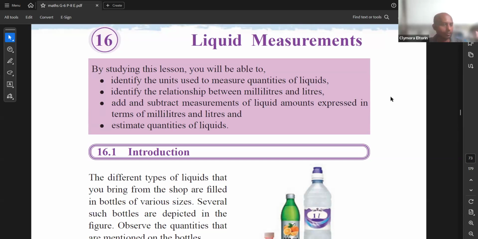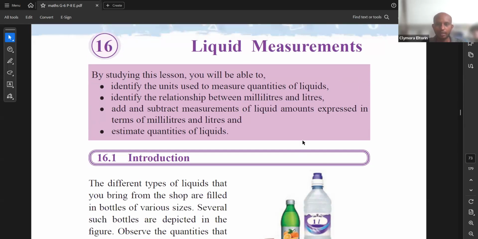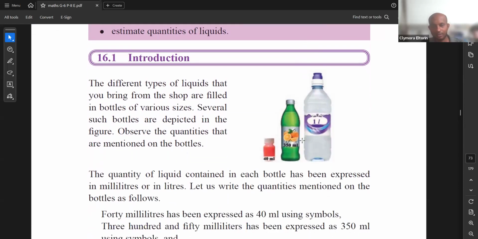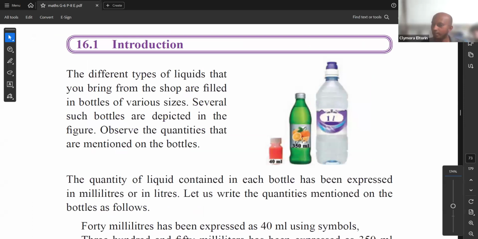First of all, take out your writing books and write the topic as liquid measurement, lesson number 16. Now I'm going to discuss this lesson. There are some labels you can see in here.